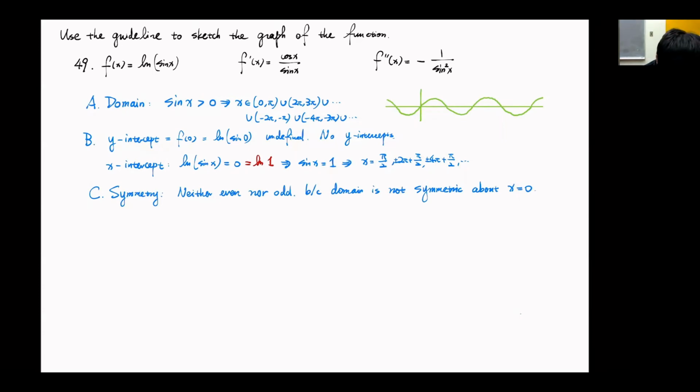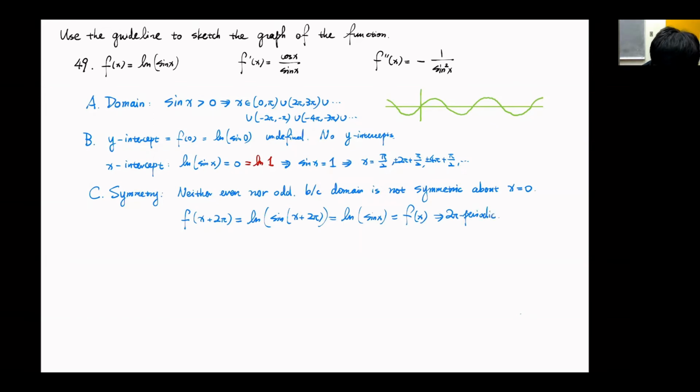On the other hand, we do have another type of symmetry, namely the periodicity. f of x plus 2 pi is simply natural log of sine of x plus 2 pi. And sine of x plus 2 pi is simply sine of x, so we conclude that f of x plus 2 pi equals f of x. This tells me that the function is 2 pi periodic.